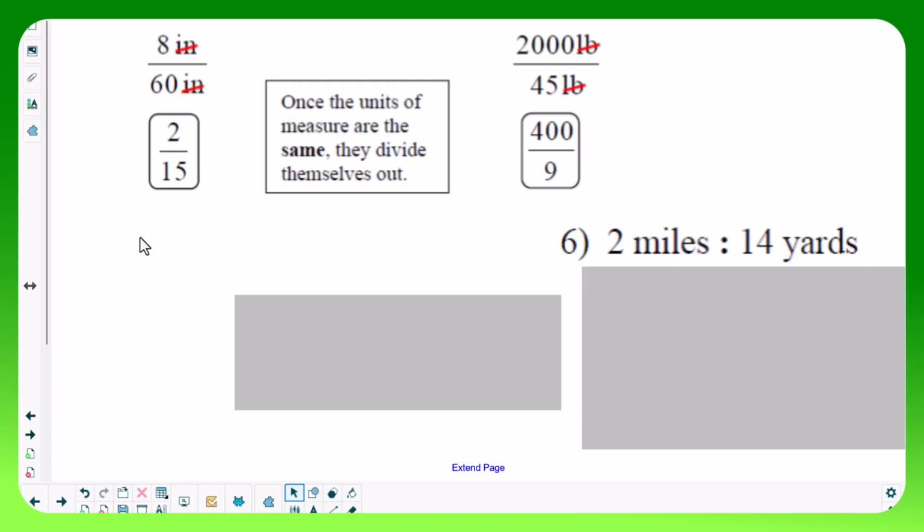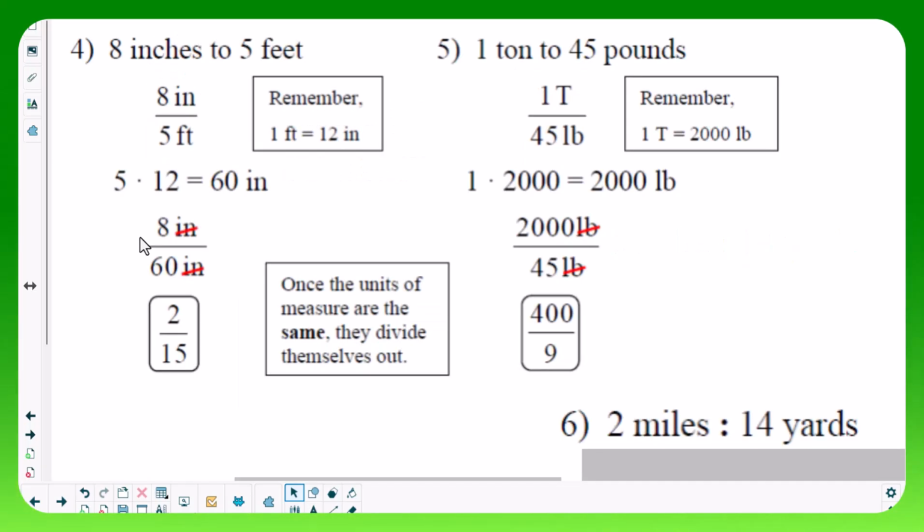In question number 4, we're going to notice that we have some units of measurement. So we have 8 inches to 5 feet. We put 8 inches on the top, 5 feet on the bottom. Since every foot is 12 inches, to convert 5 feet into inches, we take 5 times 12 to get 60 inches. We will then replace the 5 feet.